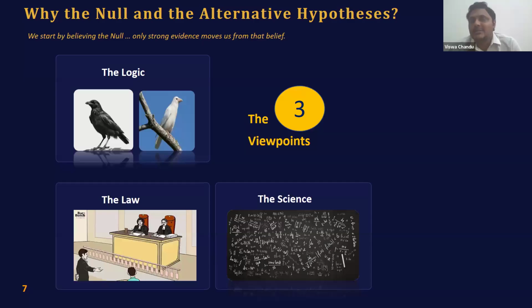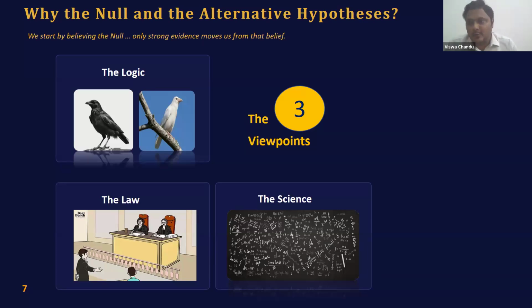So the null hypothesis logic states that falsification is easy. Proving something beyond doubt is difficult. So instead of trying to prove the alternative hypothesis, you start with your null hypothesis. If you can disprove your null hypothesis, if you can reject it, it is as good as proving your alternative hypothesis. So that is the logical viewpoint for why we start with the null hypothesis.